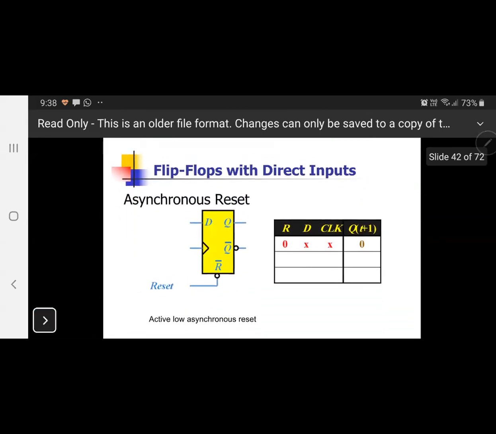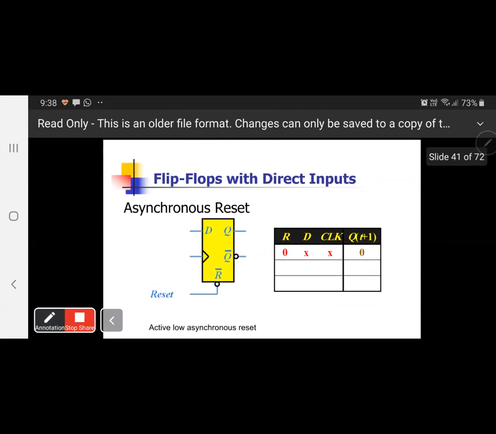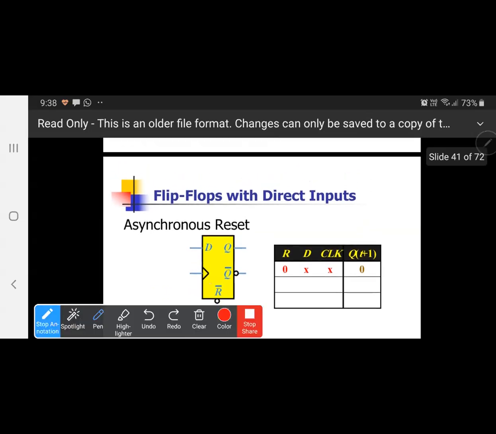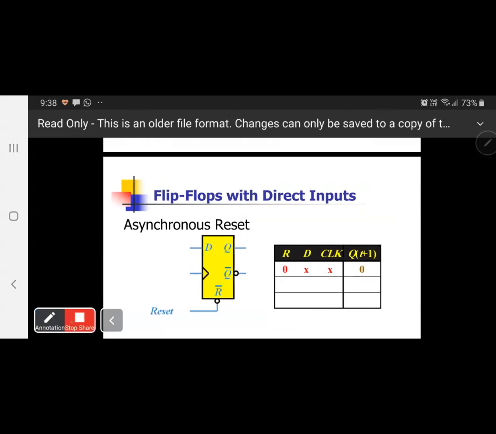Now flip-flop with direct input. There are some other inputs also for the flip-flop. If we have flip-flop D, this is the clock, and you can see here, this is R bar. That means this one will be used as a reset. Girls, as I already told you, the flip-flop will store 1 bit at one time. Clear? The flip-flop will store how many bits? Only 1 bit. So whenever you are saving your data, you always have only 1 bit of data.